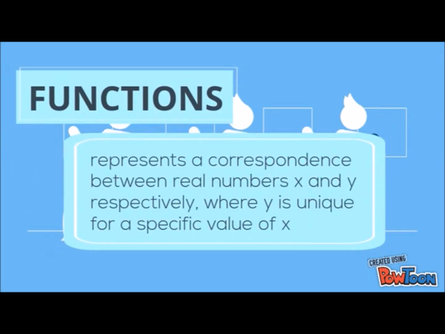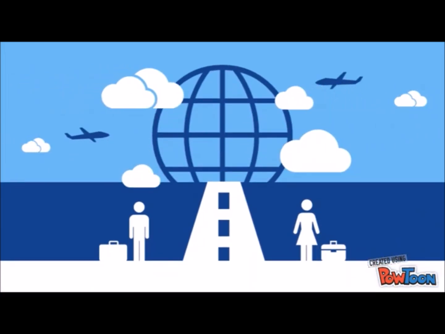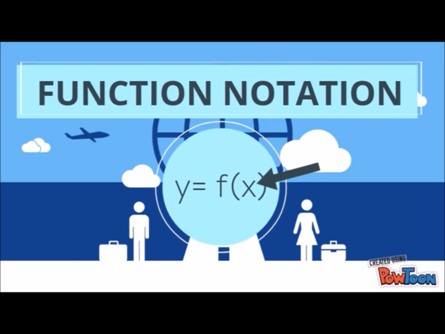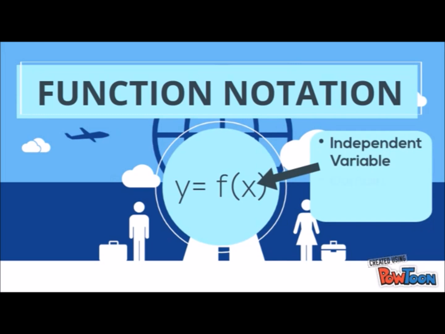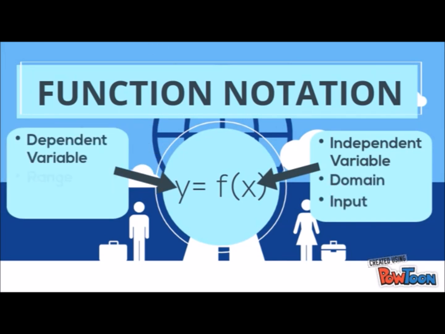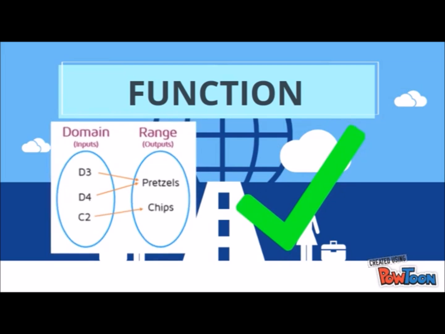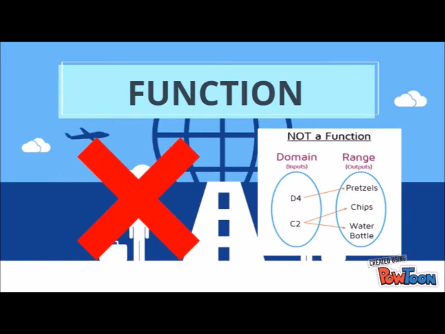Function represents a correspondence between real numbers x and y respectively, where y is unique for a specific value of x. Function notation. We commonly use the function notation y equals f of x, where x is the independent variable, the domain, or the input, and y is the dependent variable, the range, or the output. This is an example of a function, while this is not an example of a function, because a function cannot assign more than one output value to an input value.